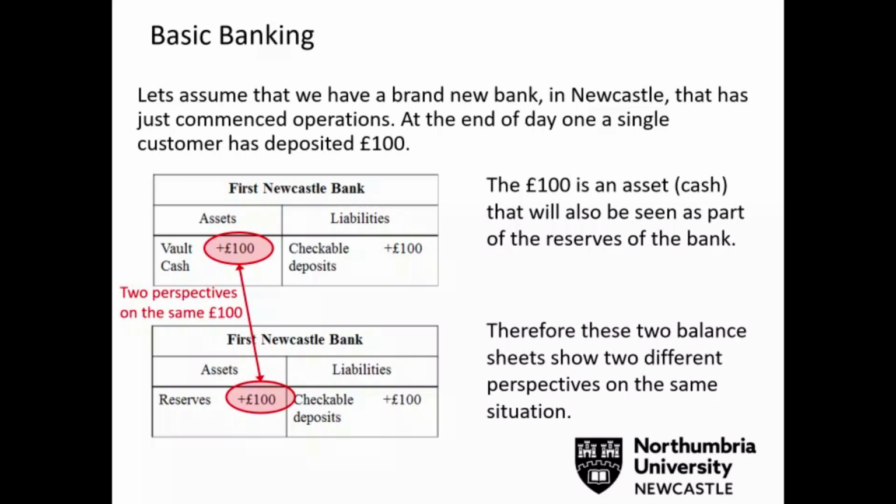We change the term cash in the vault to reserves. It's our financial reserves. So the second balance sheet here, again, it's still our liability. That £100 is a customer deposit that we have to pay back if the customer wants it. But on the asset side, we call this reserves. Yes, it is still cash in the bank. It is still in our vault. But it is also known as our reserves. And this will become clear on the next slide why you might call it this.